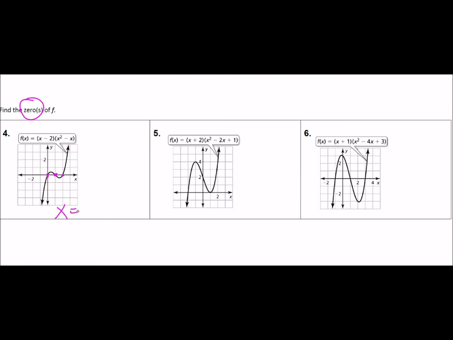This is a cubic function. I'm going to go ahead and put my x's or zeros in order from least to greatest. So 0, 1, and 2. And we're going by 1, so you're just double checking.